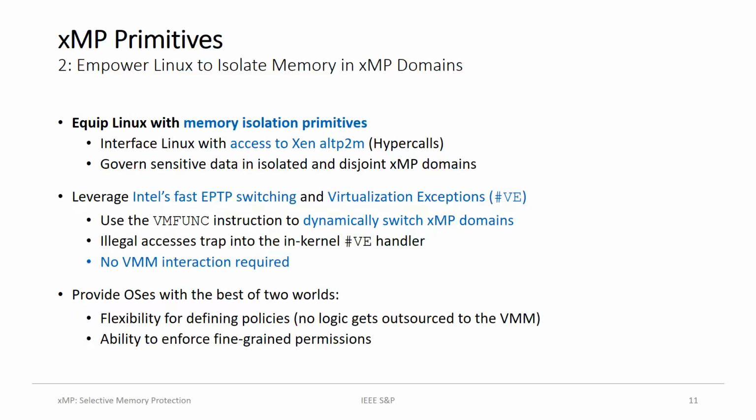In addition, we use Intel's fast EPTP switching and the virtualization exceptions feature to allow Linux to take over several EPT management tasks. For example, to enter a specific xMP domain, Linux can execute the vmfunc instruction to switch into the corresponding alt-p2m view. At the same time, unauthorized access to the memory in xMP domains will trap into the in-guest virtualization exception handler and not into the VMM. In summary, this xMP primitive provides the operating system with the flexibility in defining policies and fine-grained permissions without outsourcing any logic into the VMM.